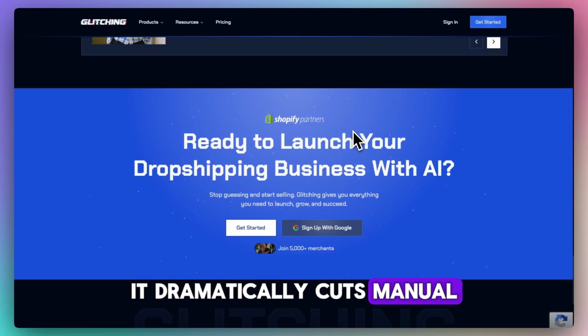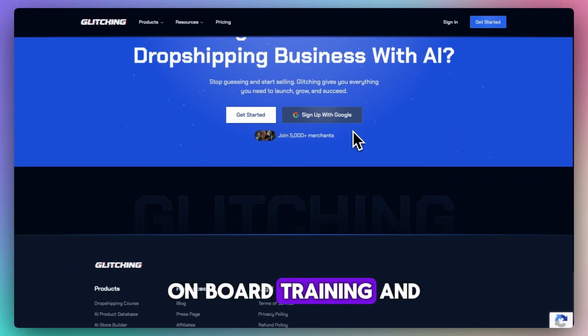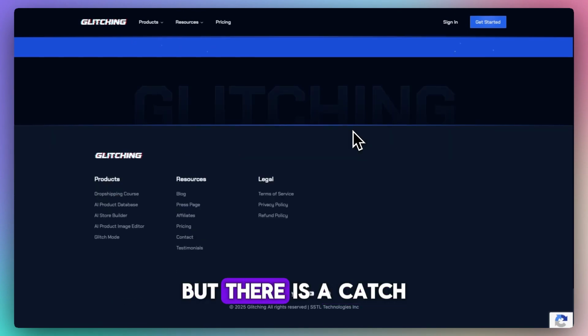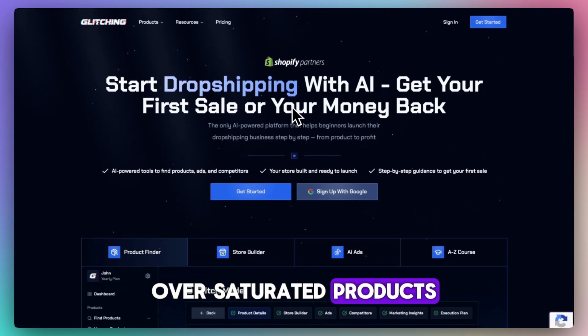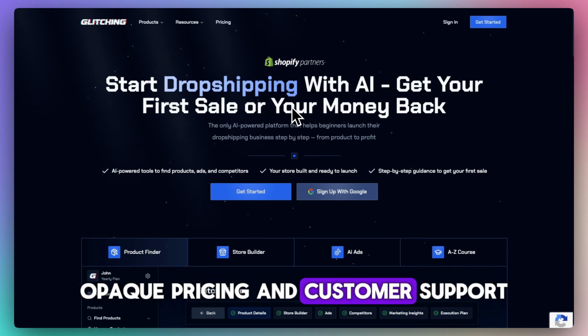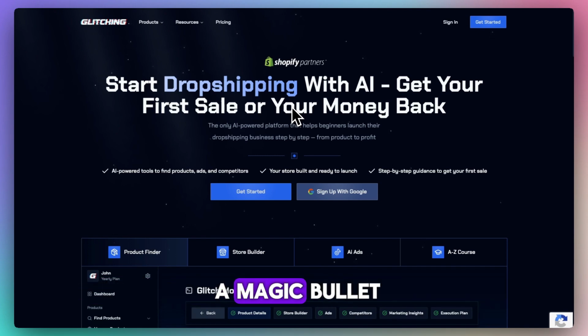It dramatically cuts manual work with automation, onboard training, and community access, but there's a catch. Automation alone doesn't guarantee success. Oversaturated products, opaque pricing, and customer support risk mean it's not a magic bullet.